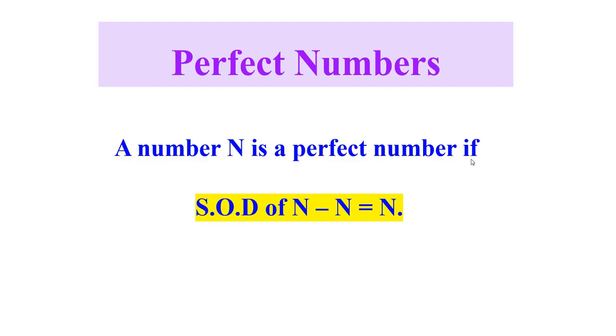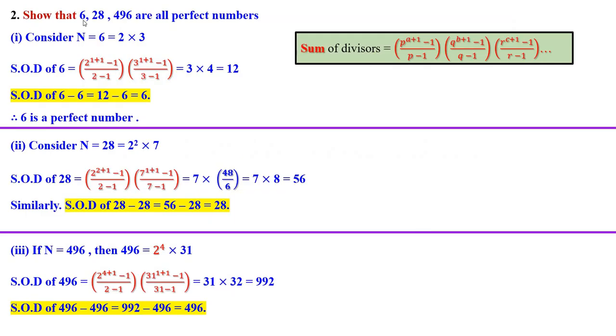Next we have the definition of perfect numbers. A number n is said to be a perfect number if the sum of divisors of n minus n is n itself. In this problem, we are asked to show that these three numbers are all perfect numbers.